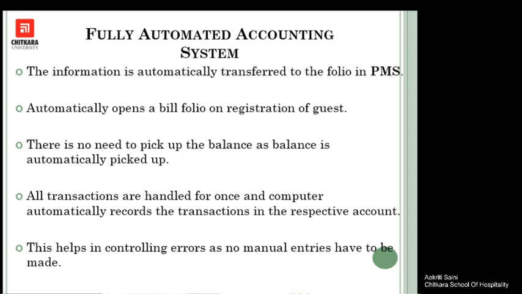So whatever bill that was there at the point of sale will be automatically shifted to the PMS. So there will be least mistakes, compared to if I do a manual entry from point of sale to my PMS. That may lead to a lot of manual errors, which is not there in the fully automated accounting system.